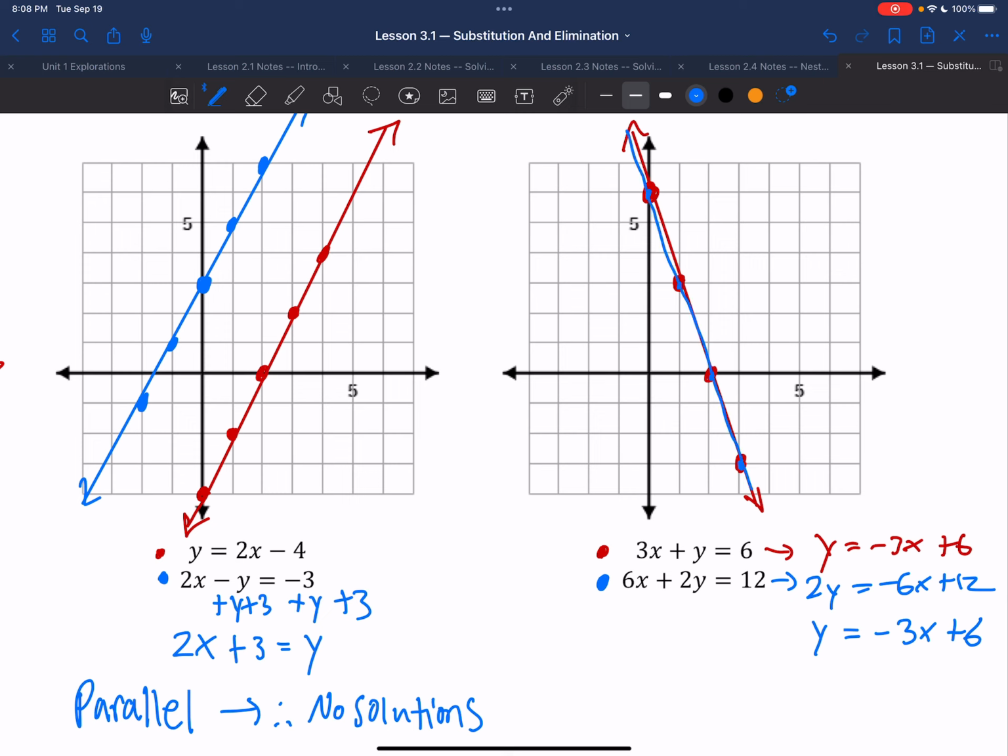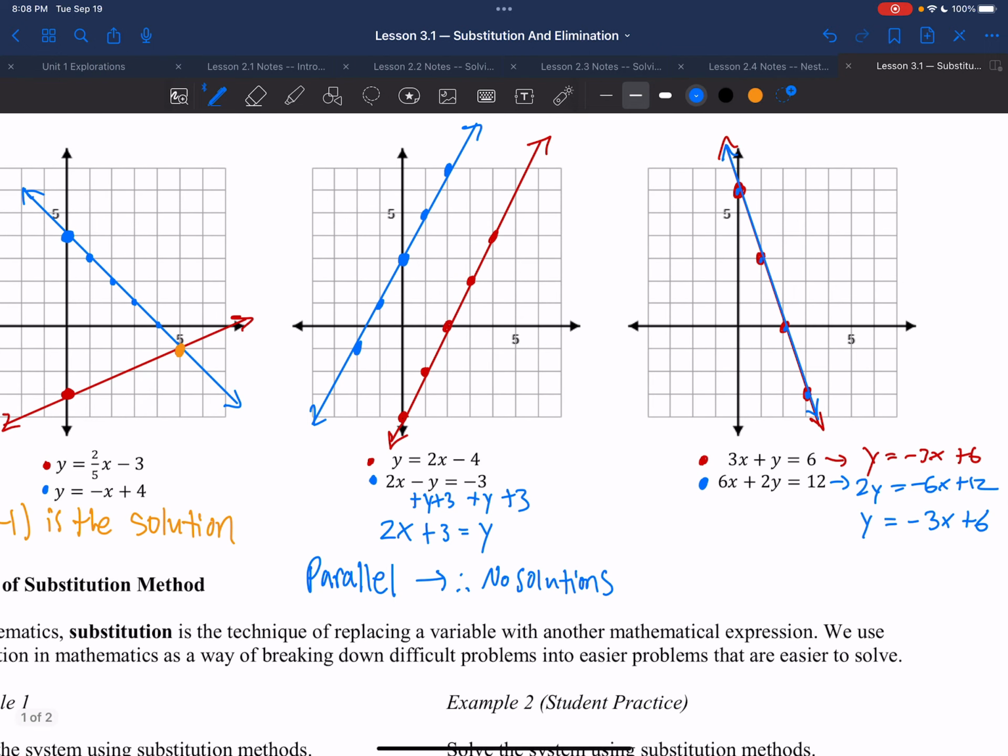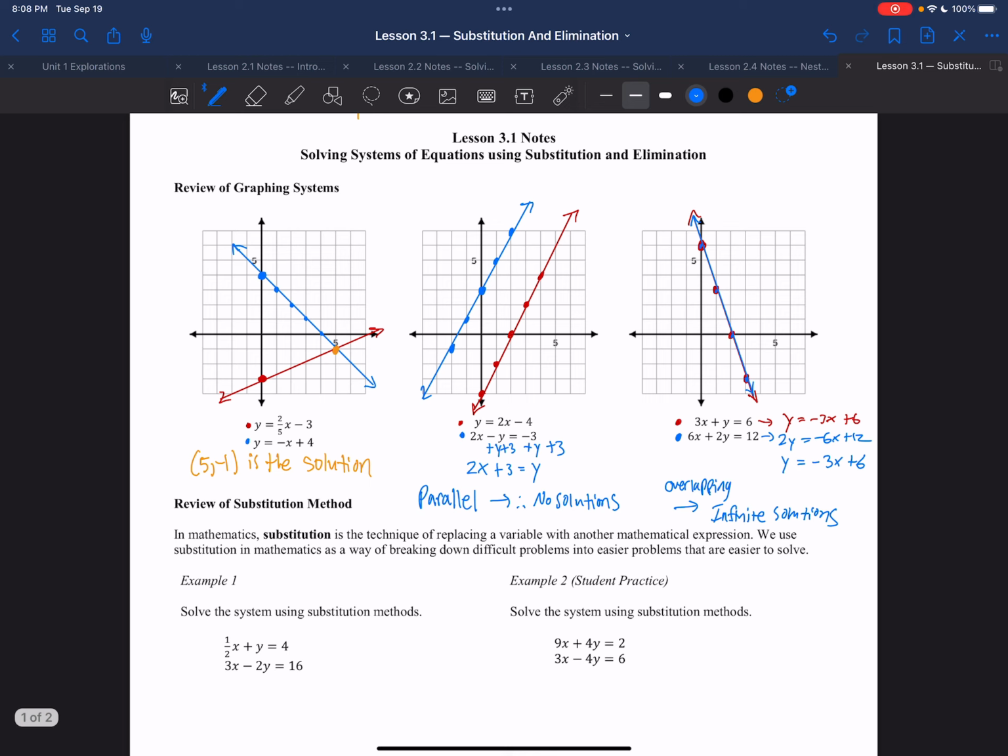And I'll draw my little graph like so. Boom. Yeah, they are the same line. So these lines are overlapping. Or you could say they're the same line. Therefore, there's an infinite amount of pairings, right? x comma y, there's an infinite amount of points on these that work, so there are infinite solutions. Infinite solutions.